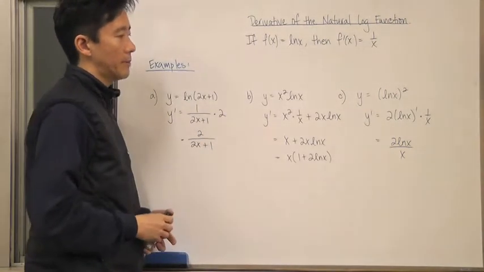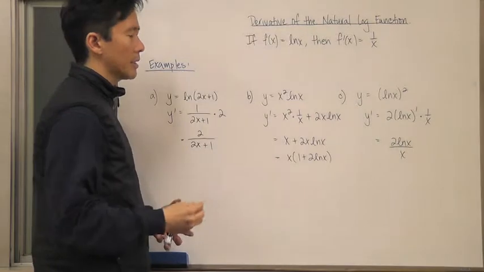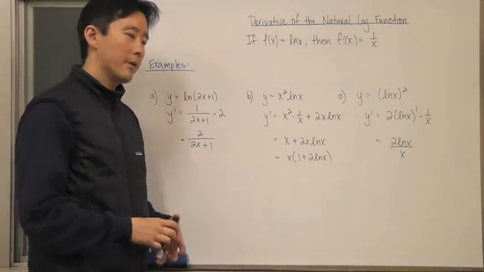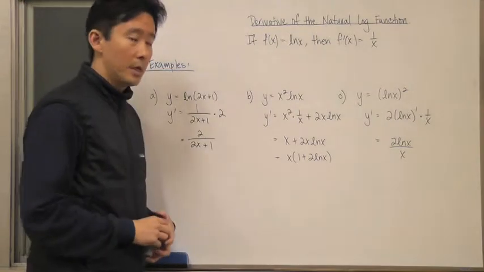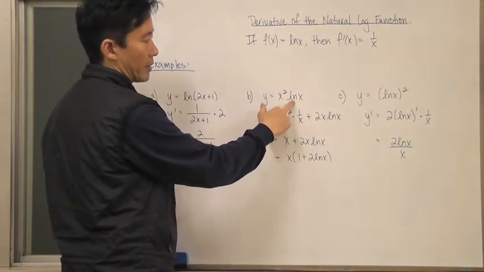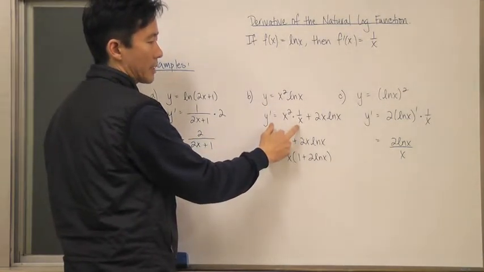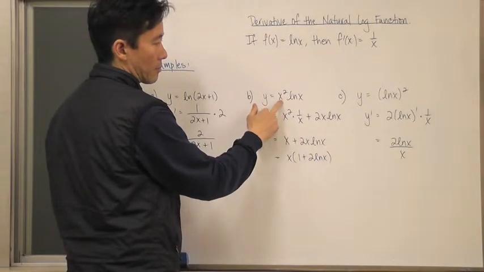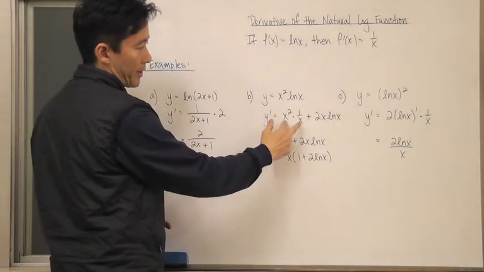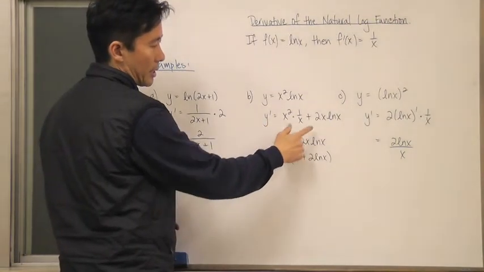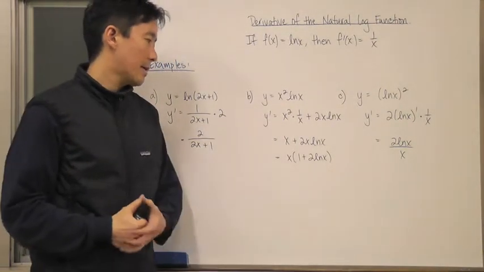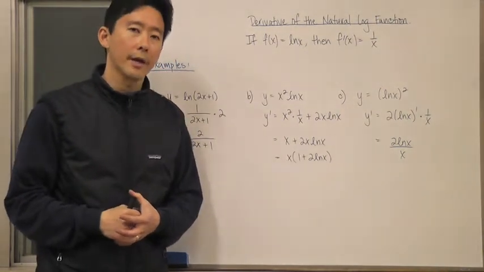Let's take a look at b. y is equal to x squared times the natural log of x. When you take a look at this situation, you have x squared times the natural log of x, so you have to use the product rule. If we hold the first one constant, that's x squared times the derivative of the natural log of x, which is 1 over x, plus the derivative of x squared, which is 2x, times the natural log of x. So if we simplify this part, it becomes x plus 2x natural log of x. And of course we want to factorize by saying this is x times the quantity 1 plus 2 natural log of x.